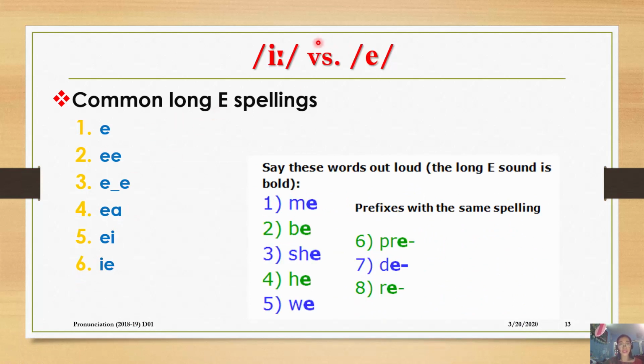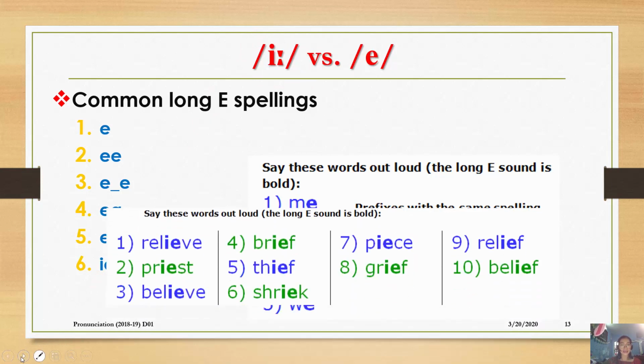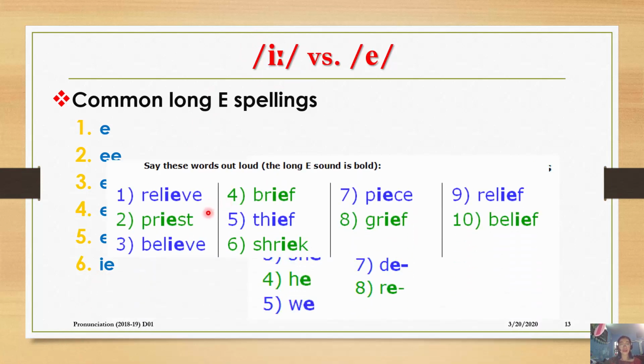Next spelling of this sound E is IE, as in this example. Relieve, believe, brief, thief, shriek, peace, crave, relief, belief. Again, listen and repeat. Relieve, believe, brief, thief, shriek, peace, crave, relief, belief. Now we go on.